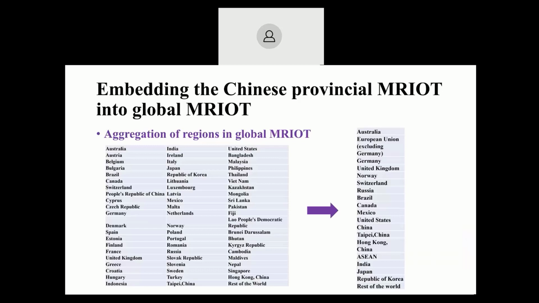In the next step, the first step to embed the MRIOT is to aggregate the regions in the global MRIOT. Actually, this is not a necessity. We do this because the scale is too large for the GAMS solver to run. So we decided to aggregate the regions, and these regions are aggregated according to their trade volumes with China. So finally, we had 19 regions, including China.